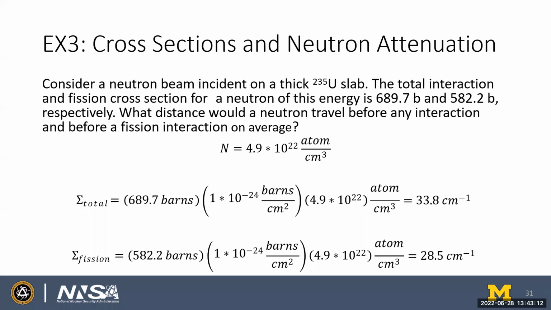We can get the macroscopic cross-sections for each. For the macroscopic total cross-section, we convert barns to centimeters squared. We multiply that by our number density, and this gets us 33.8 centimeters to the -1. For the fission cross-section, we do the same process, and the fission cross-section is lower, as we would expect. It's not the only reaction, but you can see here by the ratios that it is the main reaction. The macroscopic cross-section for fission is 28.5 centimeters to the -1.